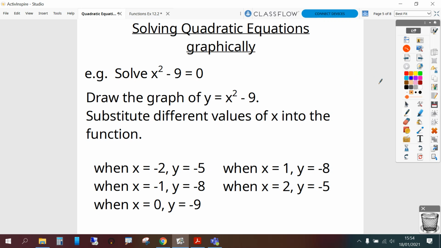Another example, x squared minus 9 equals 0. To solve that, we start off by drawing the graph of y equals x squared minus 9. Again, we have to substitute different values of x into the function. We're just going to choose sensible values of x, something close to 0. So I've chosen here negative 2, negative 1, 0, 1 and 2.